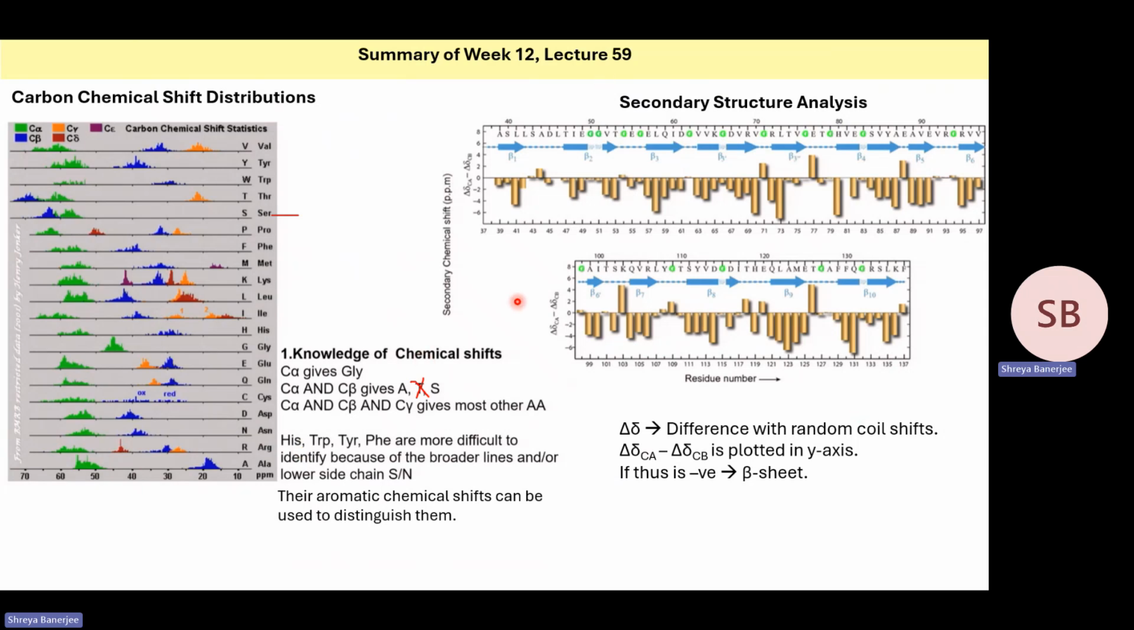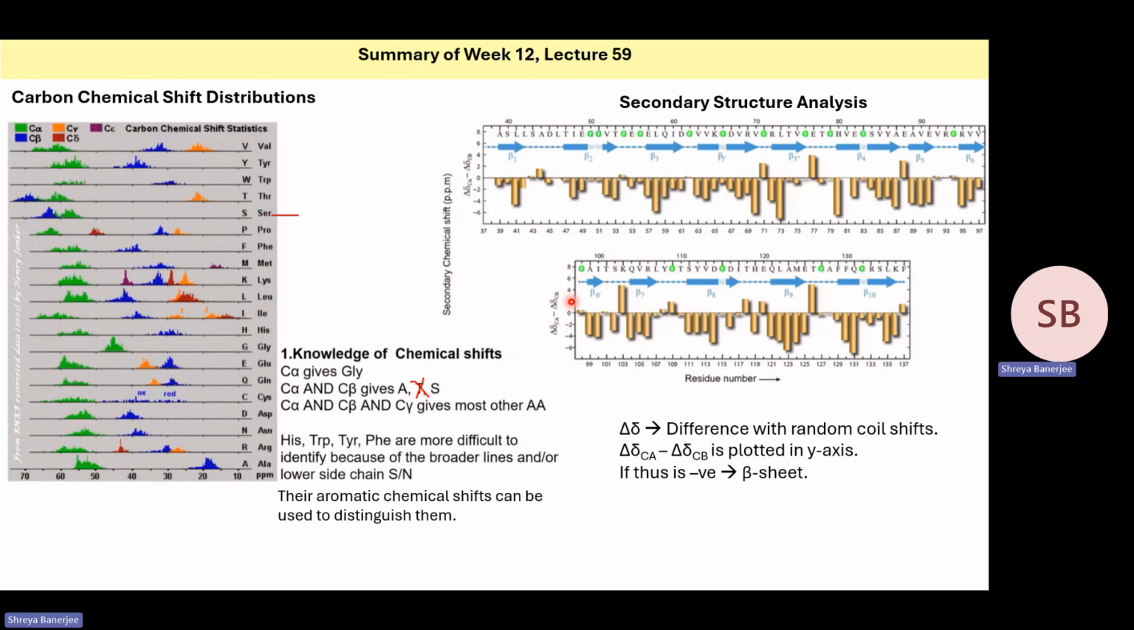And similar to what we studied in the solution state NMR, we can do secondary structural analysis from this. So we can, if you remember, we can calculate delta delta, that is the difference in chemical shift of our protein with random coil chemical shift. So here what is plotted in the y-axis is delta delta C alpha minus delta delta C beta. That is the difference in chemical shift of C alpha with the random coil and the difference in chemical shift of C beta with the random coil. They are subtracted from each other and plotted.